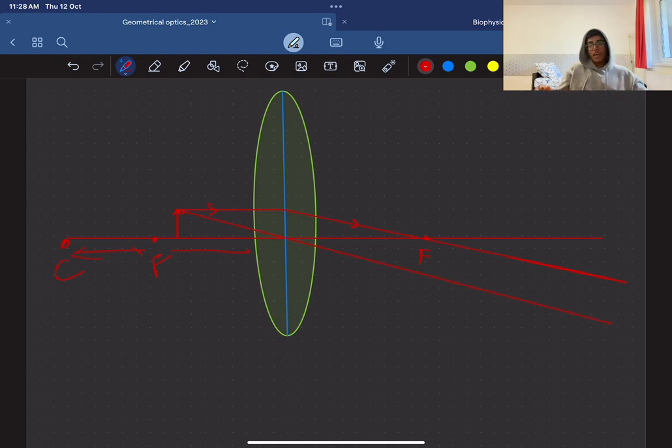Now, anything weird about these rays? You can clearly see they're never going to meet. So does that mean there's never going to be an image formed? No.